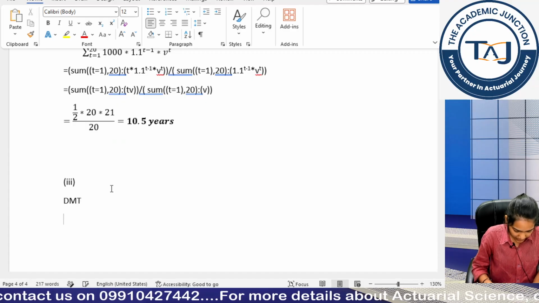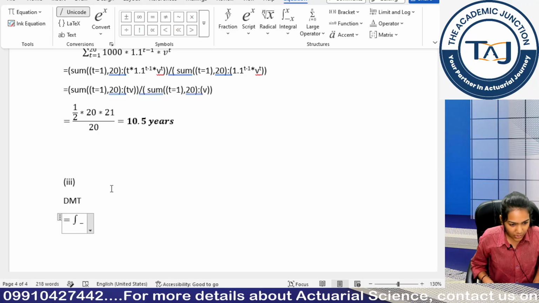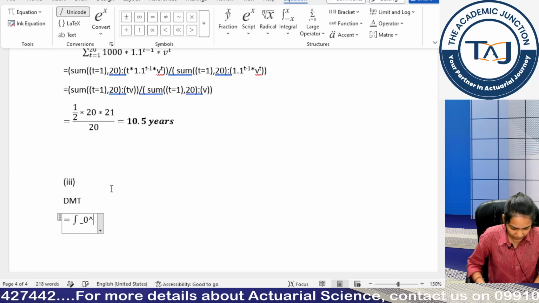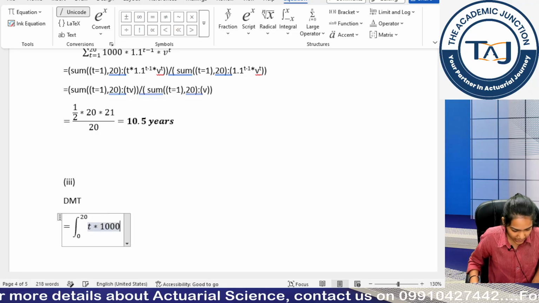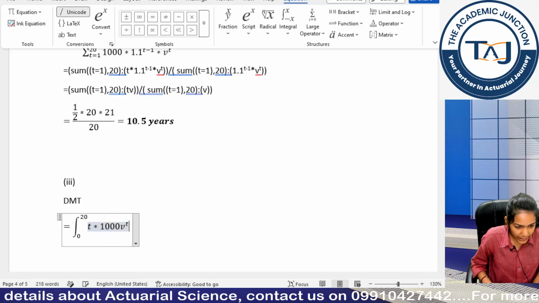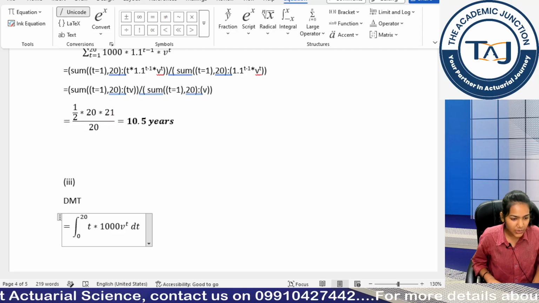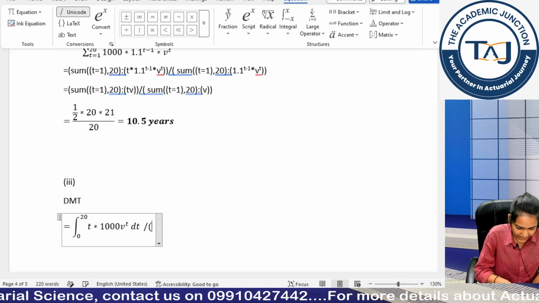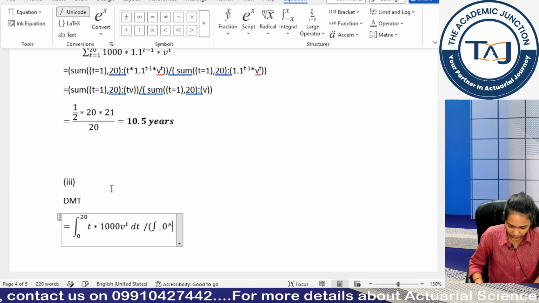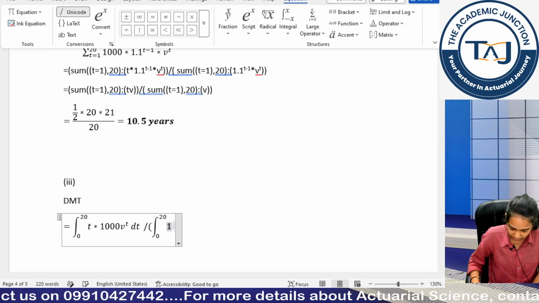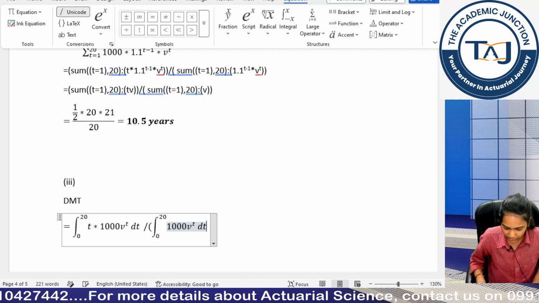So DMT alt equal to backslash int underscore, my limit is 0 to 20, okay. t star 1000 v raised to the power t and we have dt, okay. Now to come out of this integral I need to use my forward arrow key, then we have backslash, then again a brackets, then int underscore 0 raised to the power 20, then we have this and we have 1000 v raised to the power t, then we have a space bar for dt, okay.